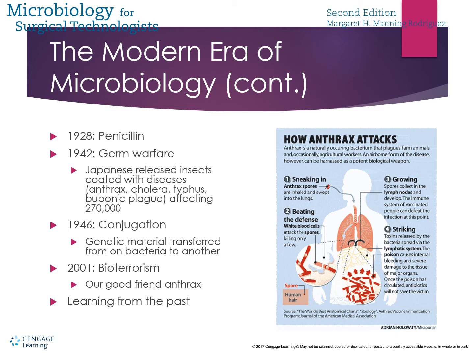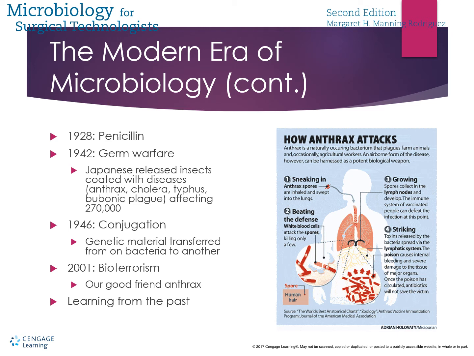The first one is in 1928, the discovery of the first antibiotic, right, by Alexander Fleming. He noticed a mold, and he later identified that as Penicillium notatum. And then in 1942, germ warfare. The Japanese actually released insects coated with diseases like anthrax, cholera, typhus, and bubonic plague, and that affected approximately 300,000 people.